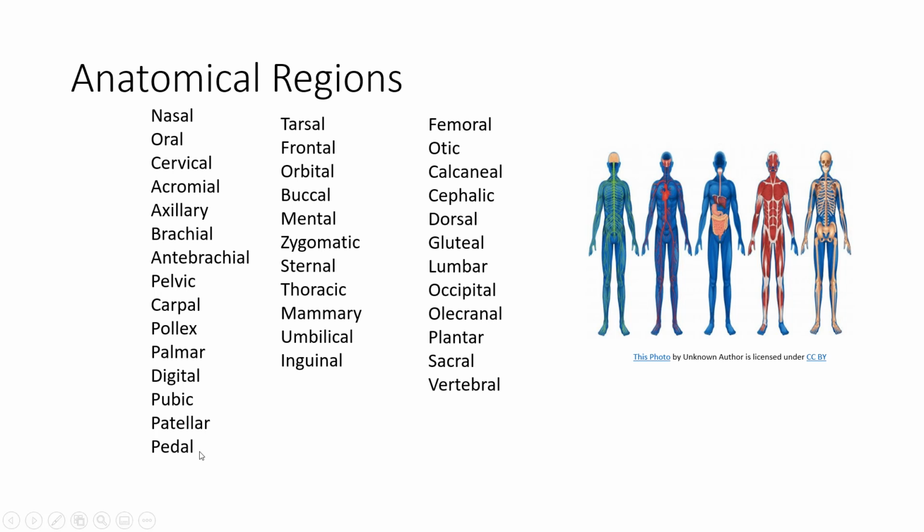Pedal is the foot. Tarsal is the ankle. Frontal would be the forehead. Orbital is around the eyes. Buccal would be inside of the cheeks. Mental is the chin. Zygomatic is talking about the cheeks.